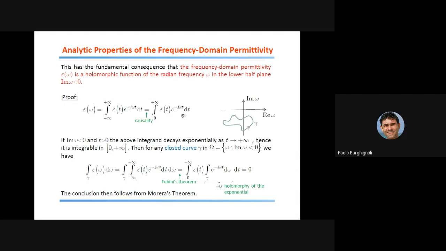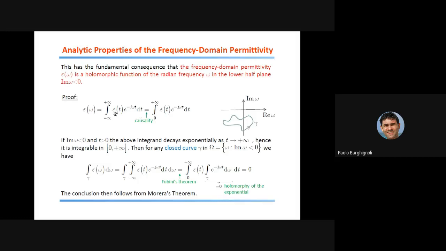Let us explore the consequences of causality in this context. One first fundamental consequence is that if you now evaluate the frequency-domain permittivity, then this results in a holomorphic function of the radian frequency omega, at least in the lower half plane, that is in the portion of the complex omega plane where the imaginary part of omega is negative. And this is shown quite readily. By definition, the Fourier transform of epsilon in the time domain is given by this integral here, where now you can see the Fourier exponential with a minus sign, because now we are evaluating a direct Fourier transform.